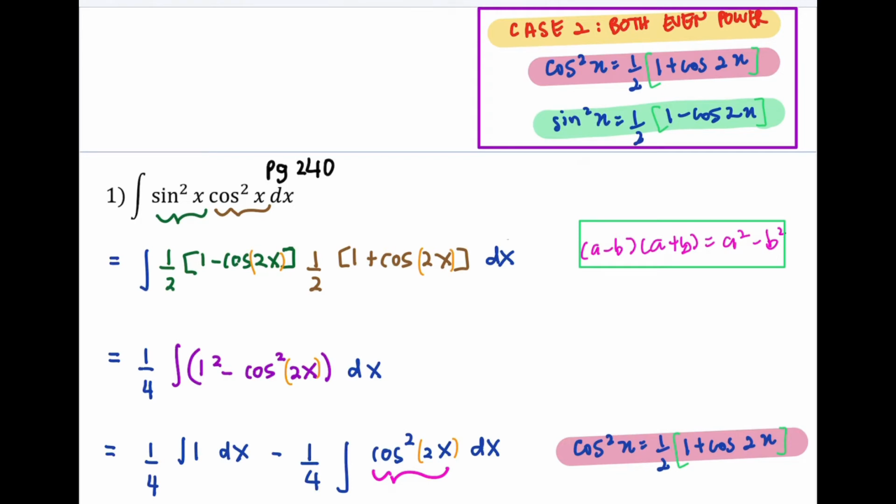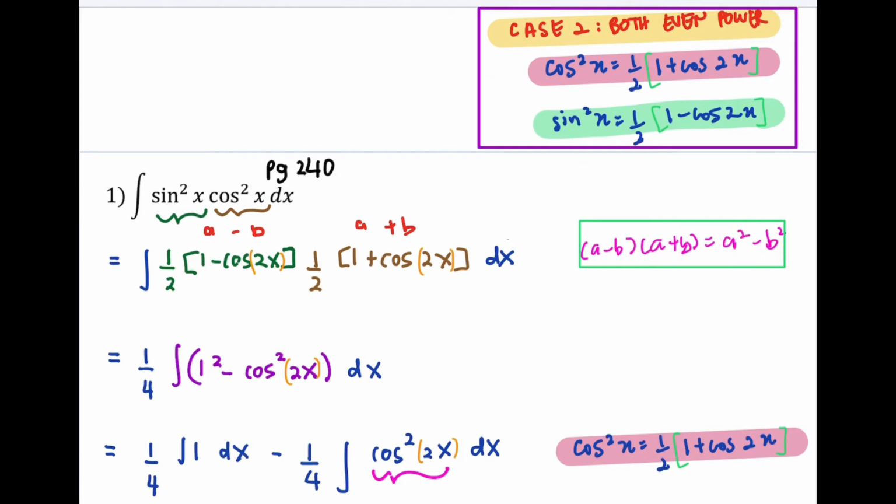Next, let's change cos squared x as half in bracket 1 plus cos 2x, and sine squared x as half in bracket 1 minus cos 2x. Let's multiply: 1 over 2 times 1 over 2 is 1 over 4, and put it outside as a constant. This is in terms of multiplying conjugates: a minus b times a plus b, and the result will be a squared minus b squared.